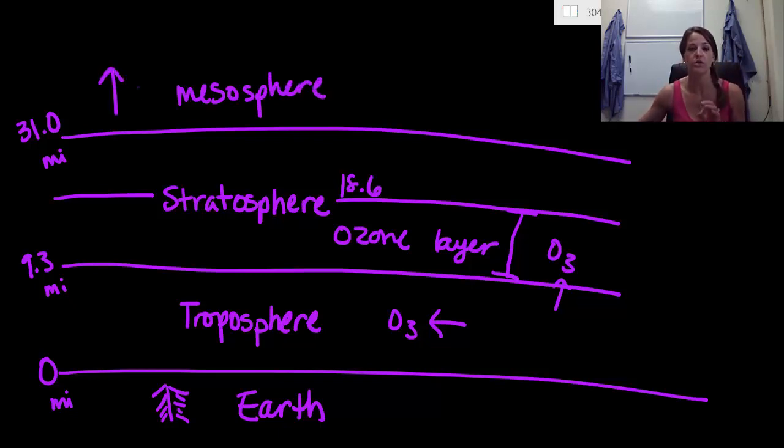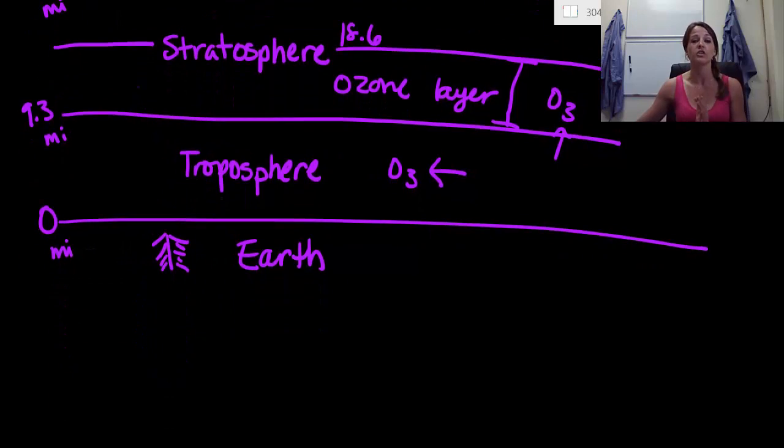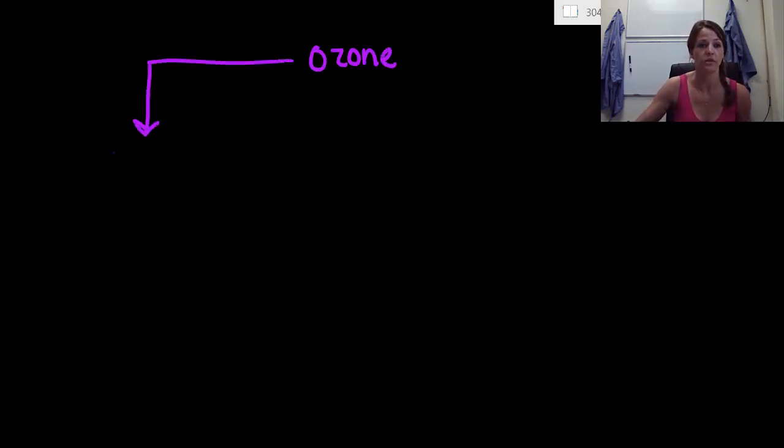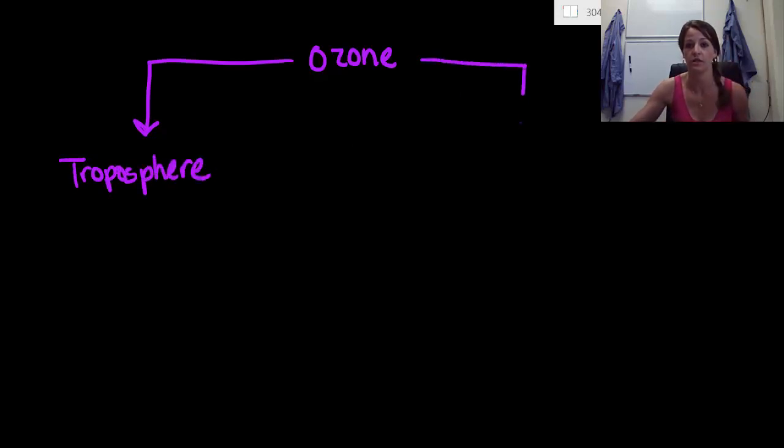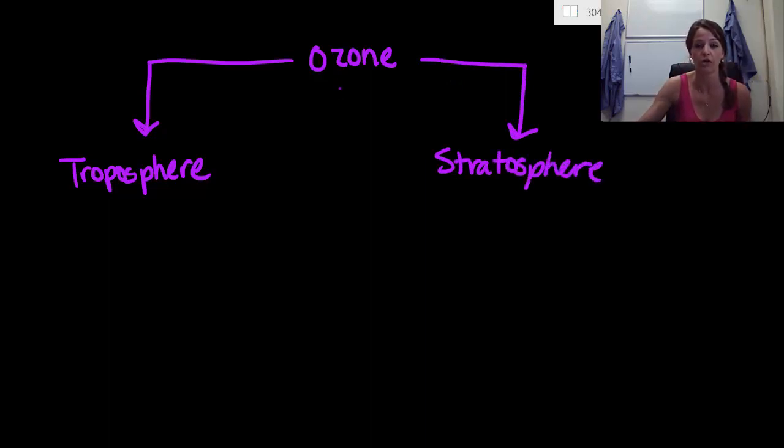So now what I want to do is go through and differentiate between the ozone that exists in the stratosphere and the ozone that exists in the troposphere and show you just the main differences. So let's start off by trying to draw a little map here. So here's ozone at the top. And now I want to show you what happens to the ozone in the troposphere versus the ozone that exists in the stratosphere. Now, like I said, it's the same molecule. Regardless of where it exists, it's always O3.